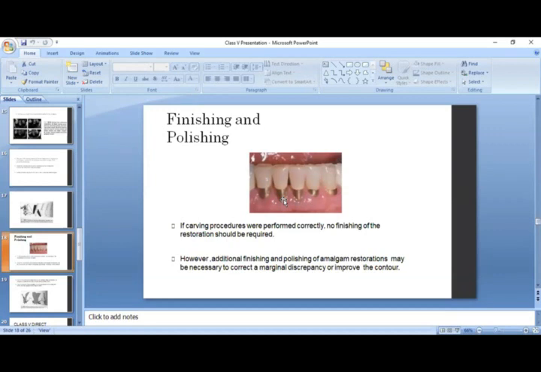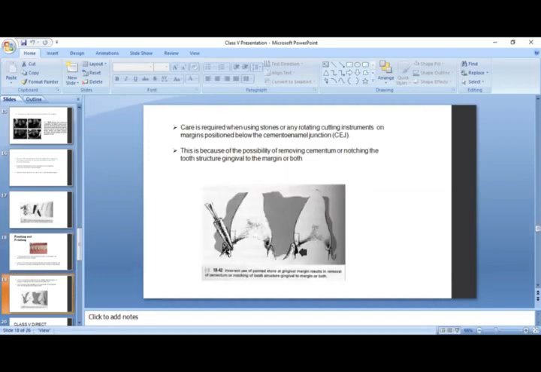What do we mean by critical? Critical means that while doing finishing and polishing in that area, we are not supposed to encroach or damage the gingival area. If we encroach or damage that gingival area, the first damage is to the gingiva and the second is to the cementum. You know, this is basically the cementum. We remove the necessary cementum in that area just in order to finish or polish the restoration.